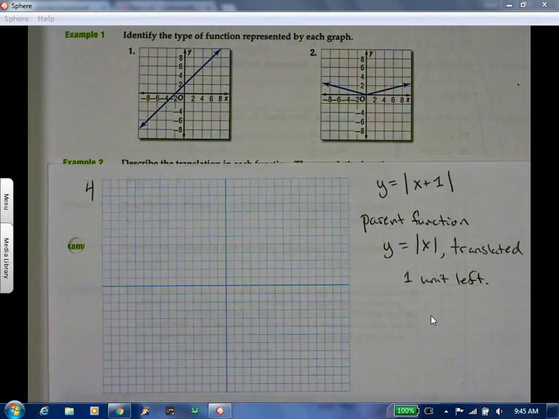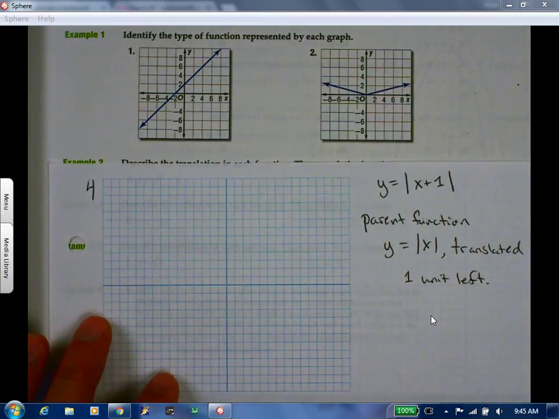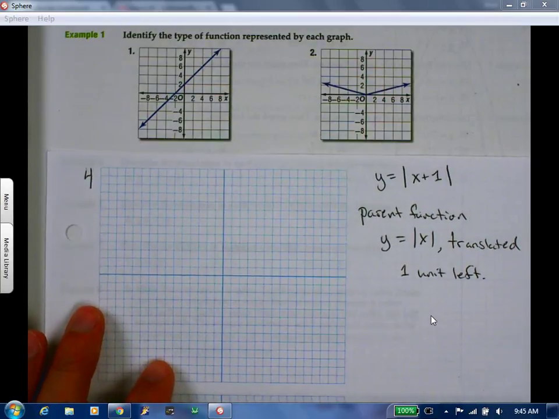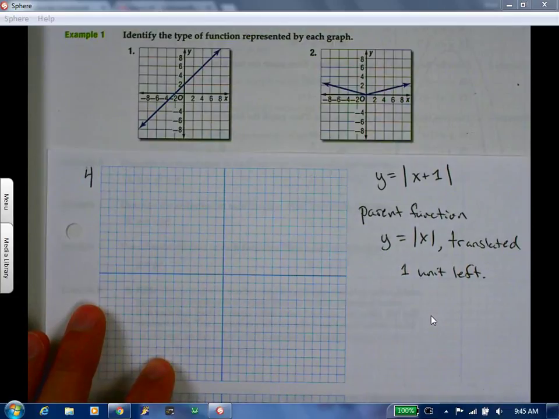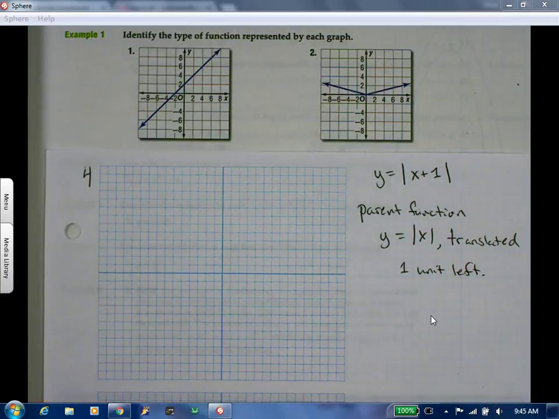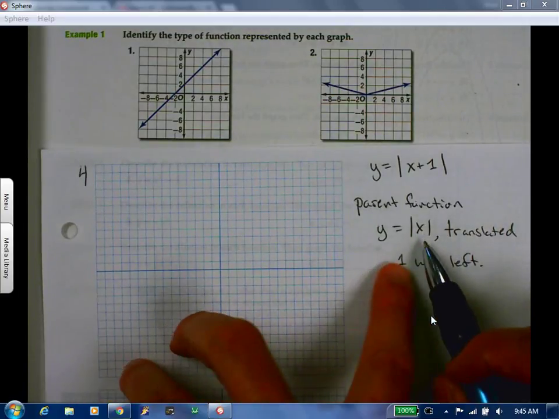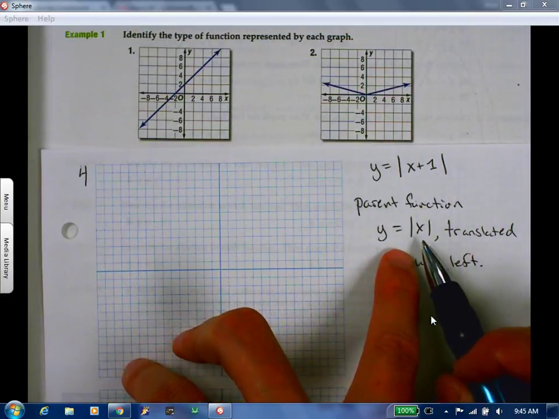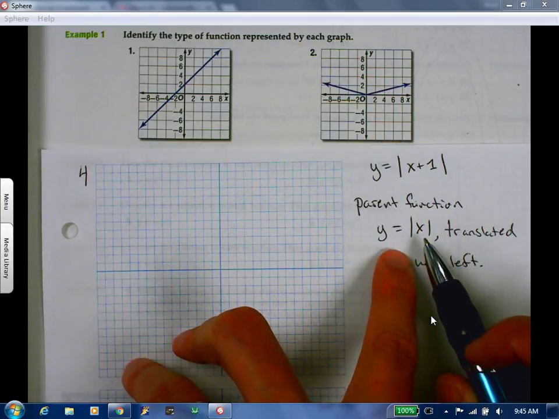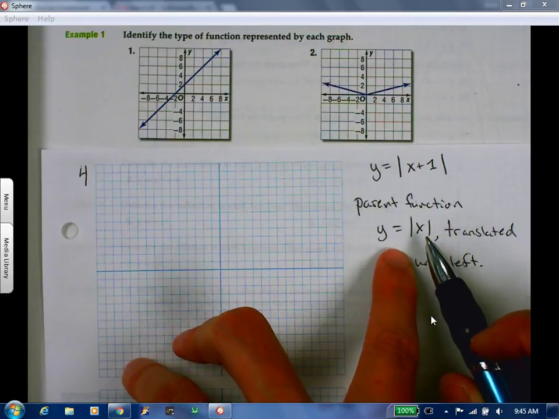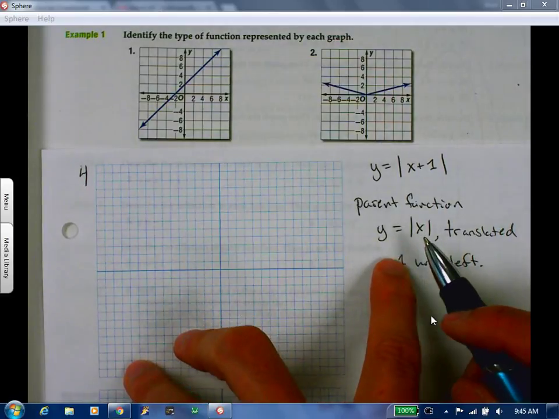Now absolute values are usually pretty easy to do by hand. I'll show you on the calculator how you do them also, but where does the parent function start? Where do all the parent functions start? They start at the origin. Okay, so if we start at 0, 0, I'm going to do the parent function.